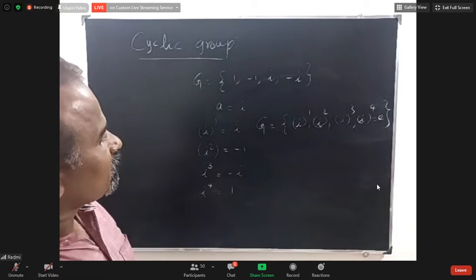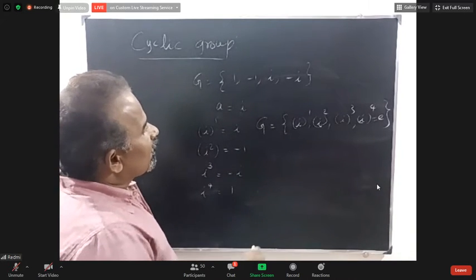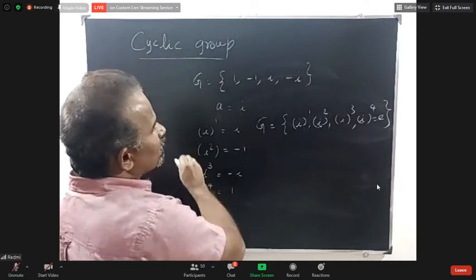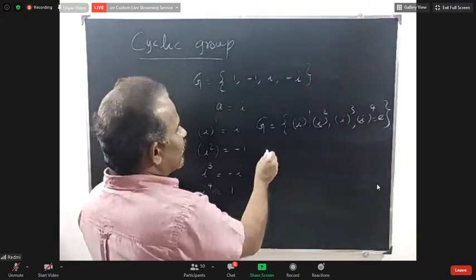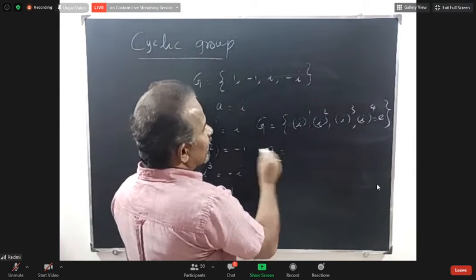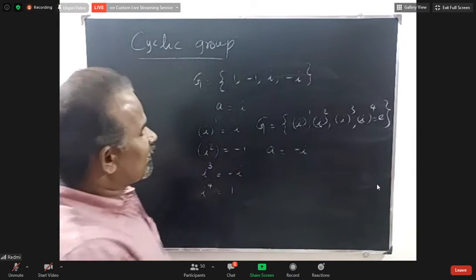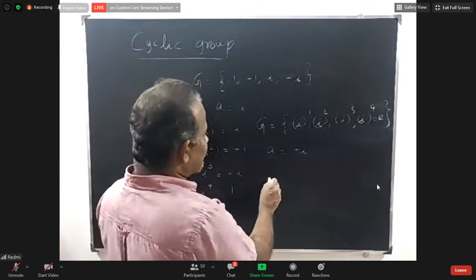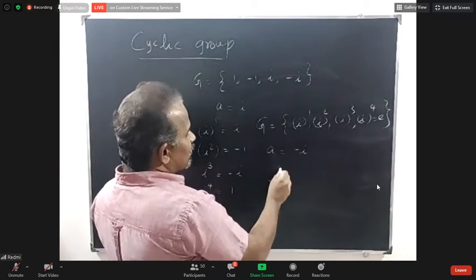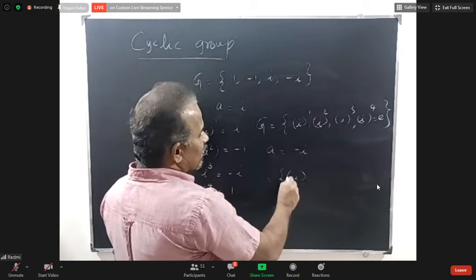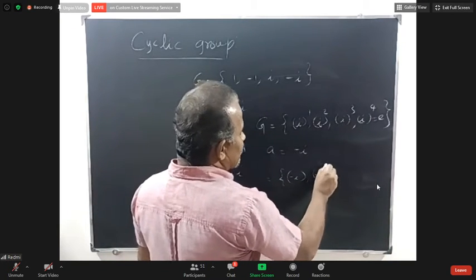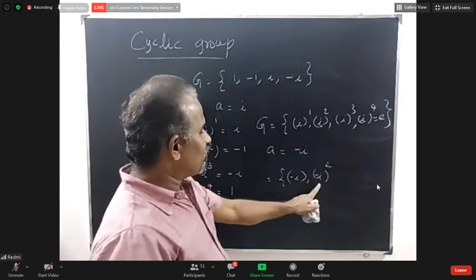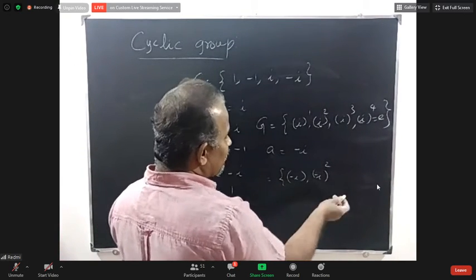Okay. Then what about another generator? Let us take a = -i. This is also a generator. So therefore, (-i) squared: minus i is minus i, and (-i) squared is equal to -1.